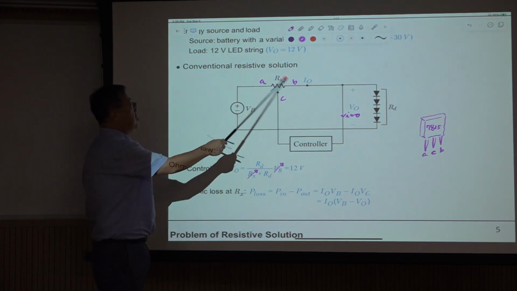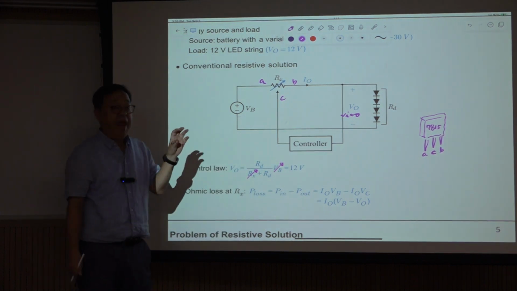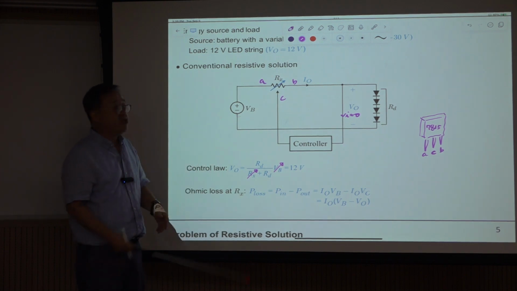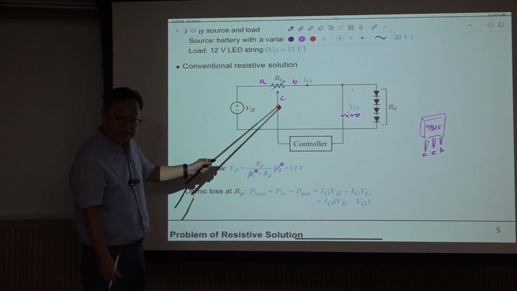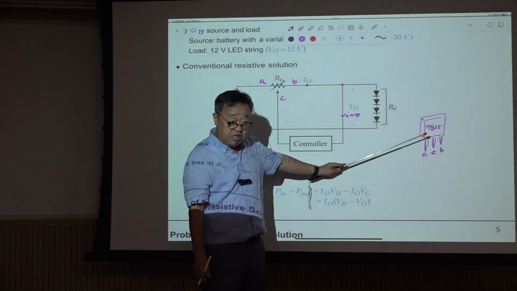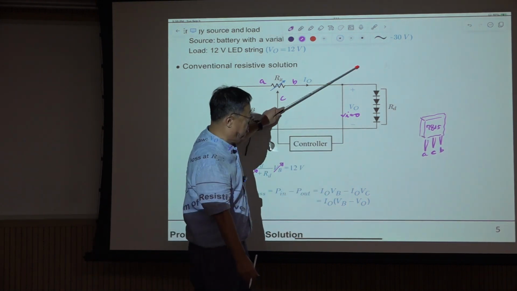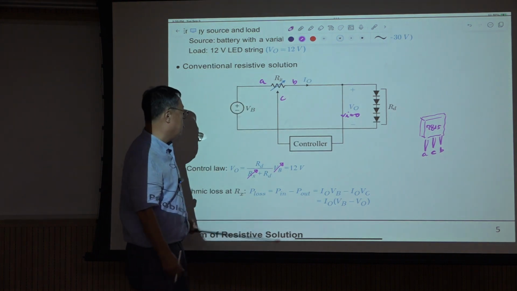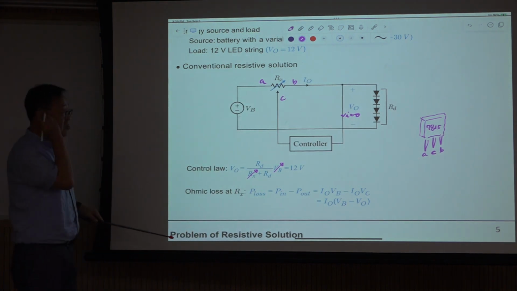Actually, you are not using a variable resistor; an active device works as a variable resistor in the linear region. You have seen this, and you are using this a lot. But this is basically a resistive solution, and it has a very serious power loss problem.